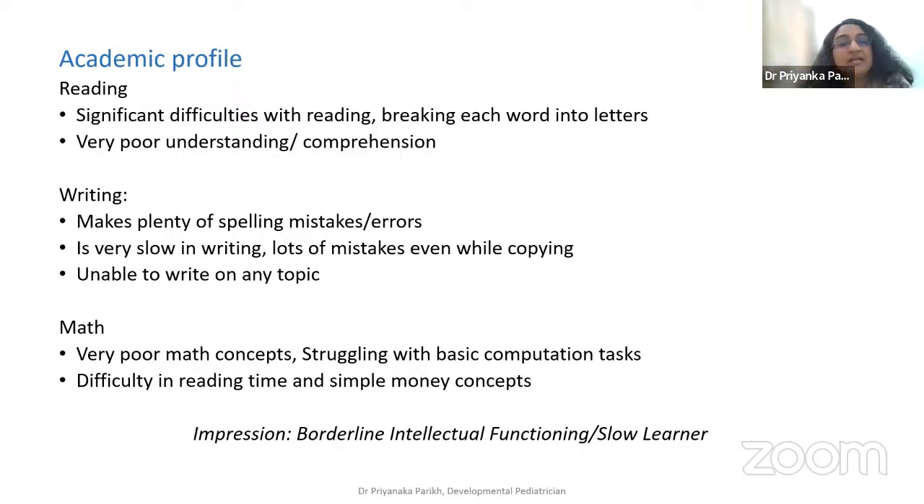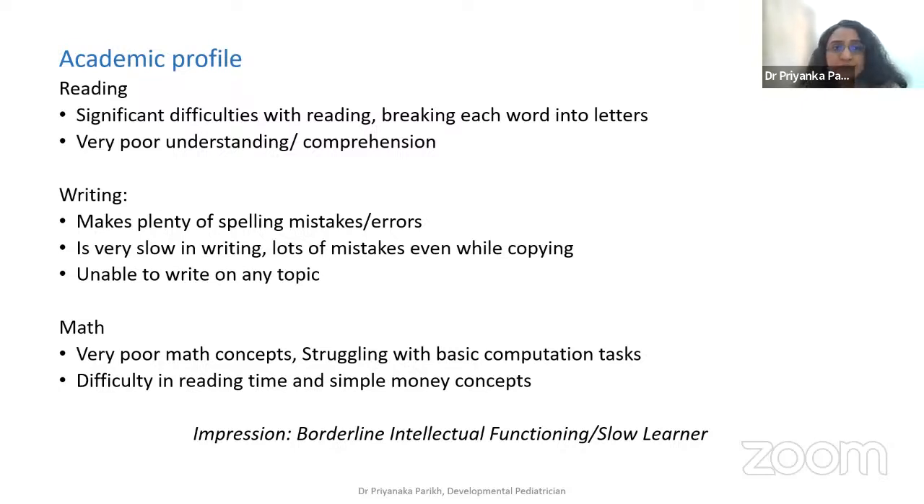They've started doing time concepts, money concepts in school, but the child has a lot of difficulty reading time in the clock or even understanding the simple money concepts. So here we are seeing difficulties, not just in academics, but also in other non-academic tasks. We are seeing a history of delays in other aspects of development. So here we are seeing a child who is showing a profile more like a borderline intellectual functioning or a slow learner.